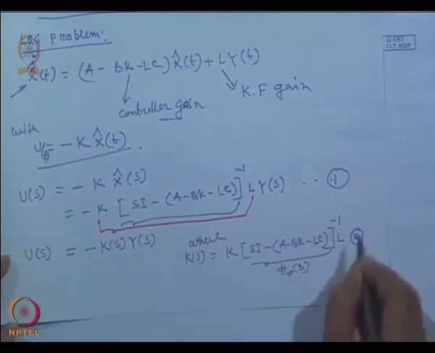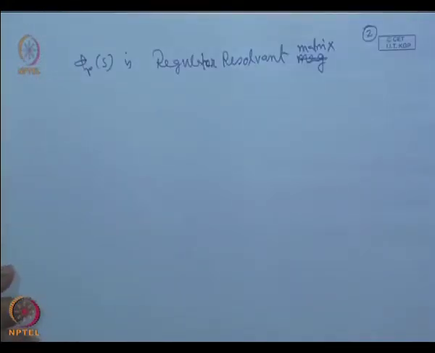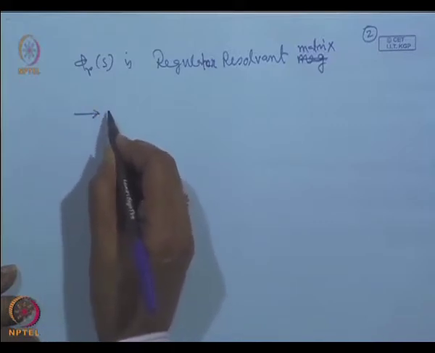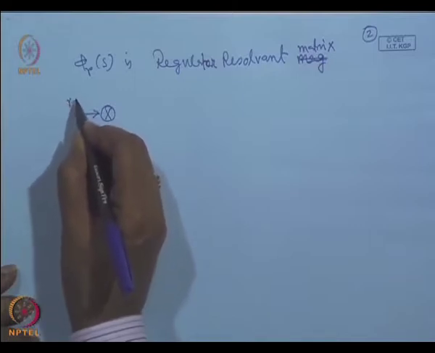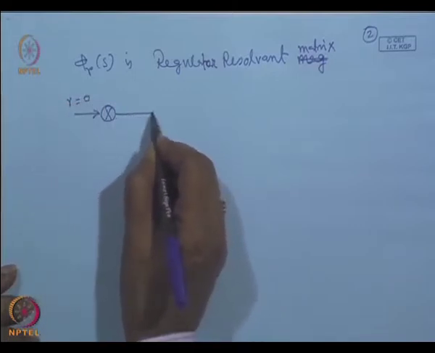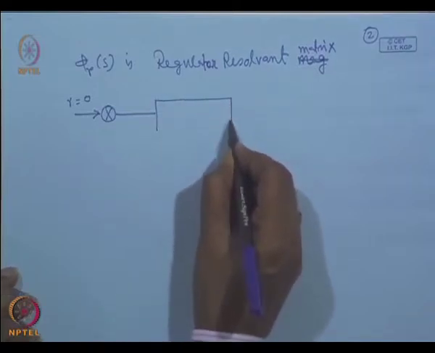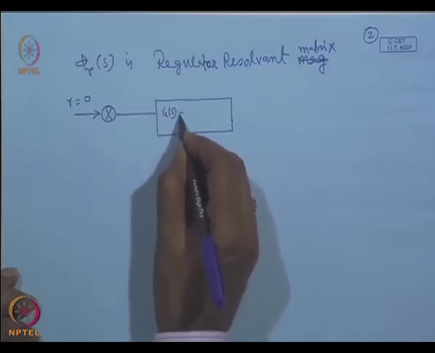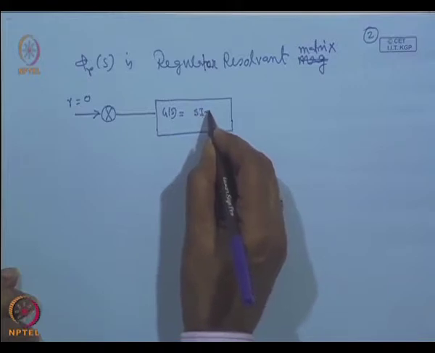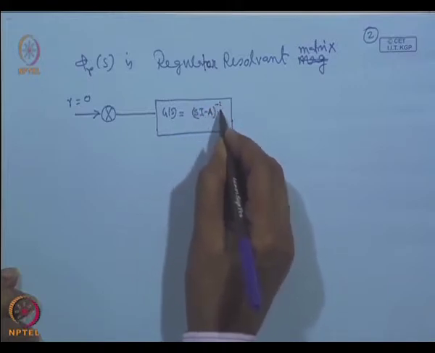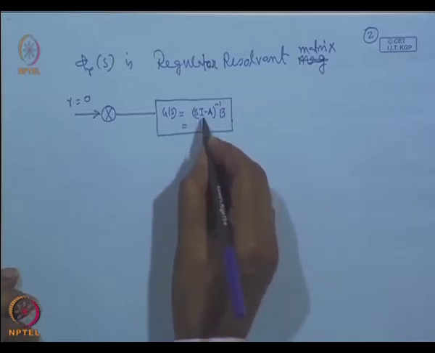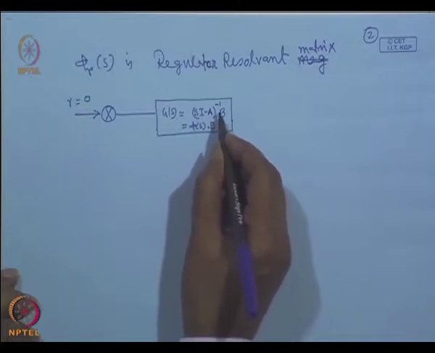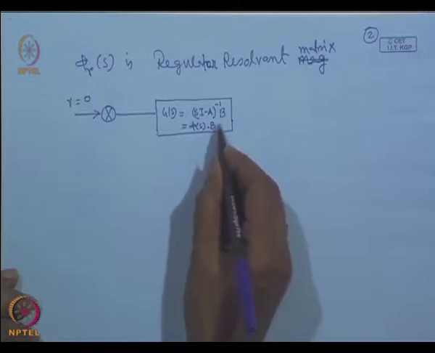This equation is 2. Agree? Now, if you draw this circuit configuration in block diagram form, this is our reference input R, which we assume is 0. Then, in the transfer function domain, G is our plant, which is equal to (sI minus A) whole inverse B. I have written this as phi of S into B, where (sI minus A) inverse is the resolvent matrix of this system, phi of S, and B as it is.